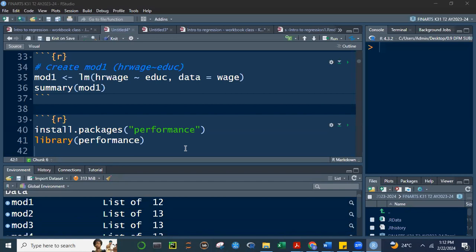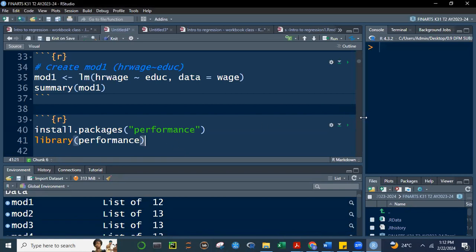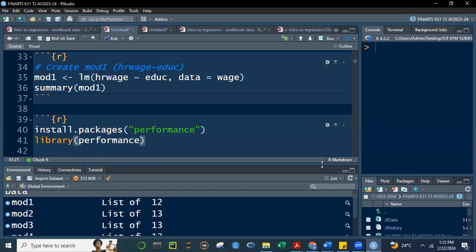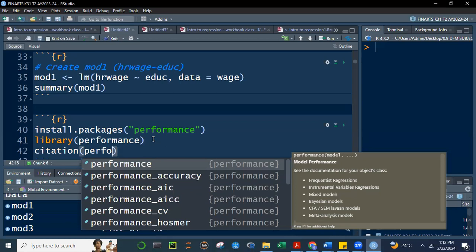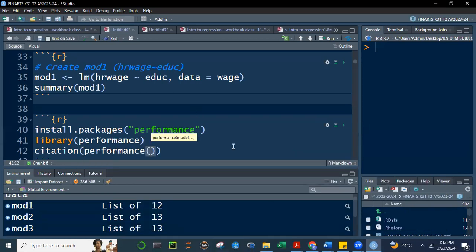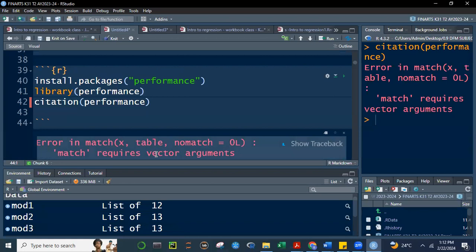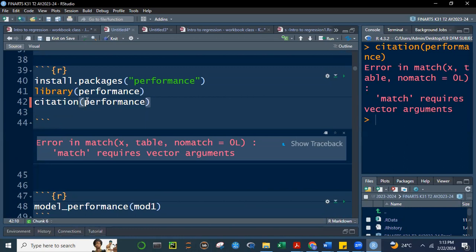Okay. All right. So let's first take a look at what this function does. Maybe we can look at the citation. I forgot to tell you about this, the citation function. If you want, for example, to cite this in your research, you have to have quotes here. Citation of performance. Let's see.